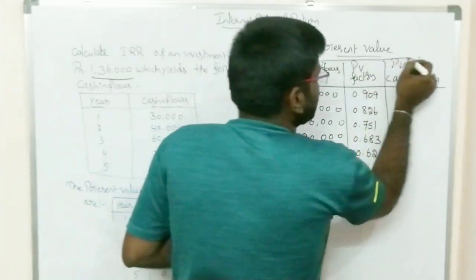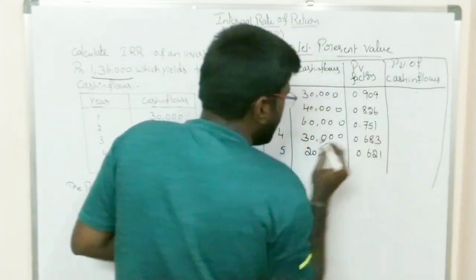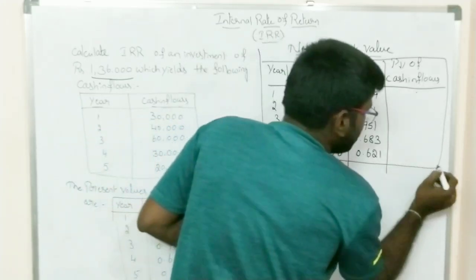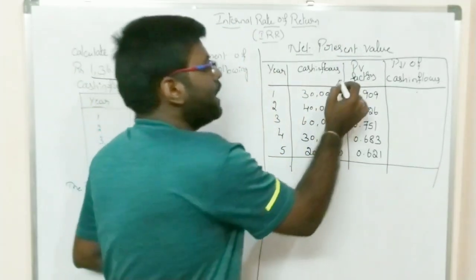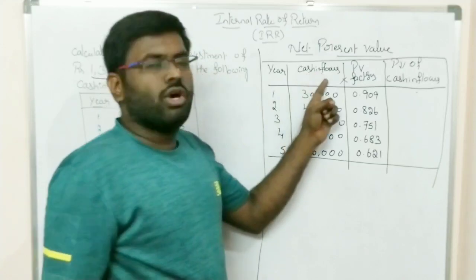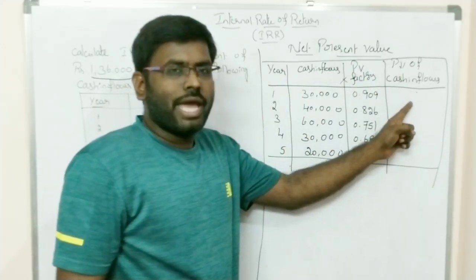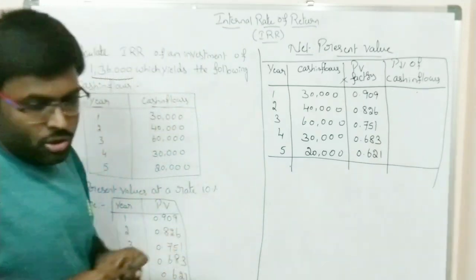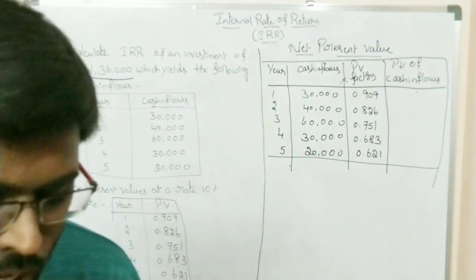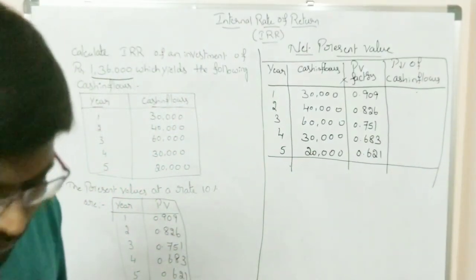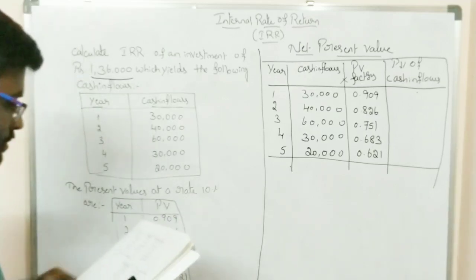Now after getting these, we have to calculate the present value of cash inflows. How will we get the present value of cash inflows? We have seen in the calculation of net present value that by multiplying cash inflows with the present value factor, we get the present value of cash inflows. So let us multiply cash inflows with the present value factors.